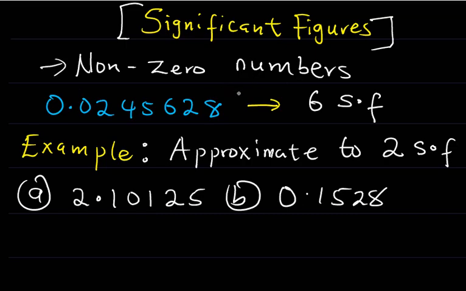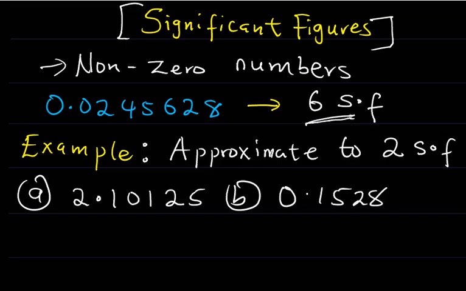When you have to count significant figures from a digit, you have to start from a non-zero number. For example, 0.0245628. How many significant figures do we have here? I don't start counting from zero. I have to start counting from two. That's 1, 2, 3, 4, 5, 6, so 6 SF, significant figures.